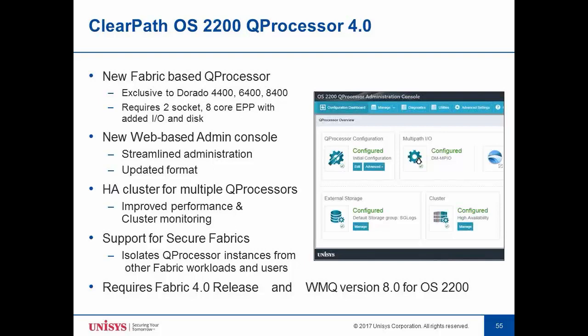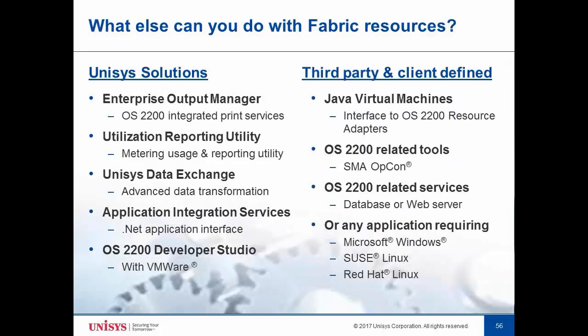It also integrates with a part of the fabric we call secure fabrics, where the QProcessor instances are then isolated from other fabric workloads and even other users of general purpose Windows or Linux type applications. QProcessor 4.0 does require the latest version of the fabric release, 4.0 fabric, that's necessary for all these new platforms, as well as a new version of the WebSphere MQ for OS 2200 capability, version 8.0.